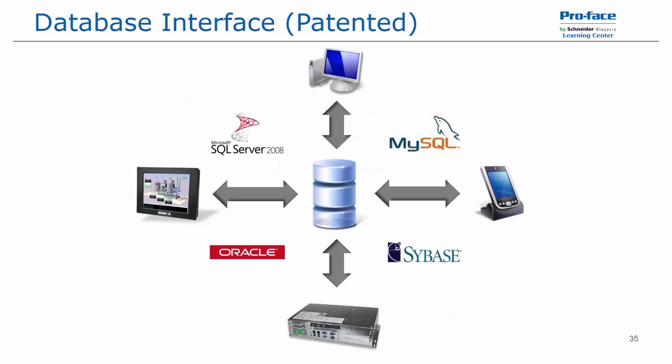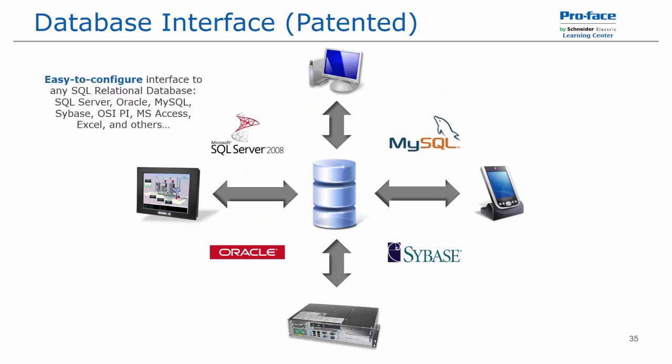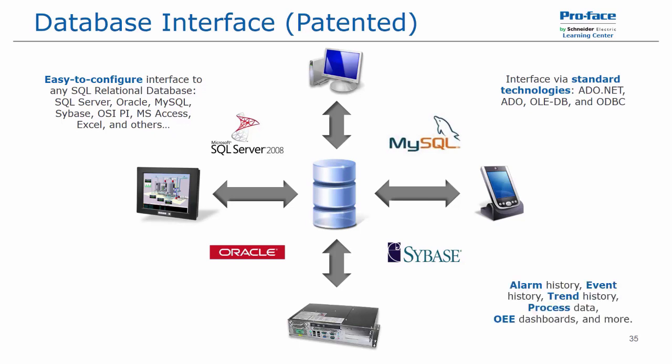And we have a Pandas database interface. And the interface is easy to configure to go to any SQL relational database. The interface is via the standard technologies, which are ADO or OLEDB and ODBC. We can automatically send alarm or history, event, and trend data, plus OEE dashboards directly to the database and receive them out of the database with simple configurations. And the software has built-in redundancy and store and forward features.